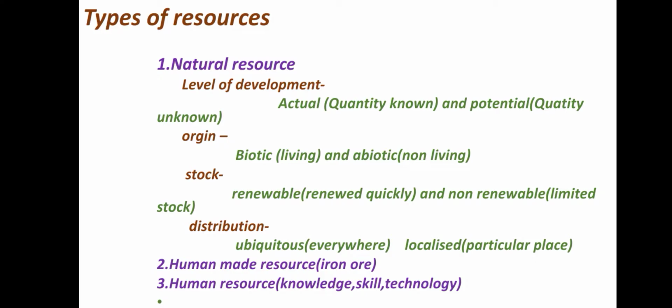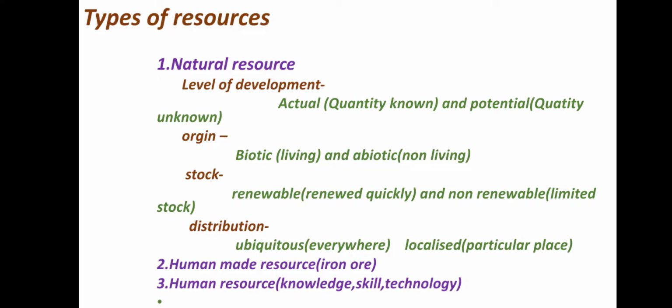And according to the origin, you have studied it in science too. Biotic and abiotic. Biotic means living resources. Human beings, animals, everything. Abiotic means non-living resources. Chalk piece, pencil, non-living things, everything are abiotic resources.